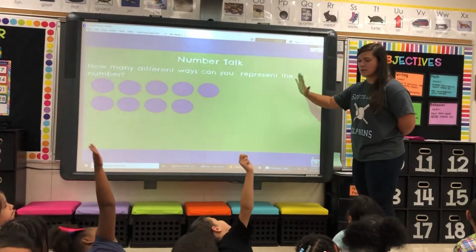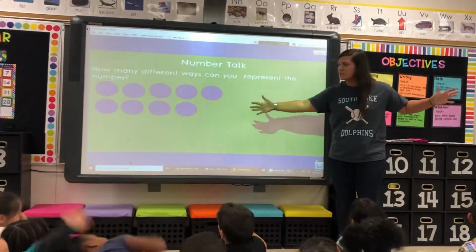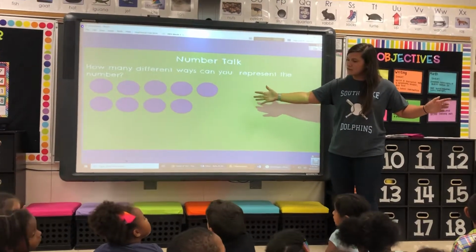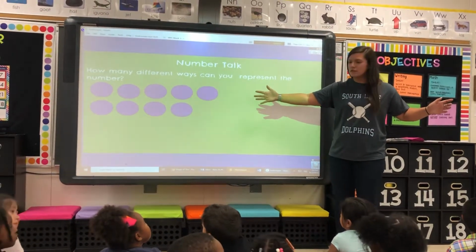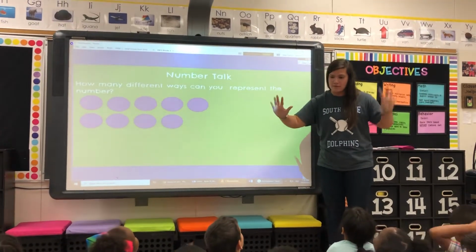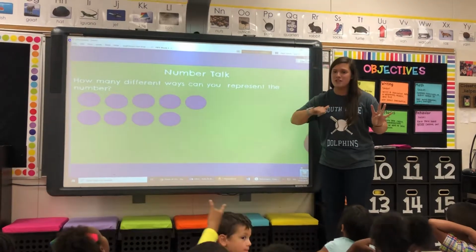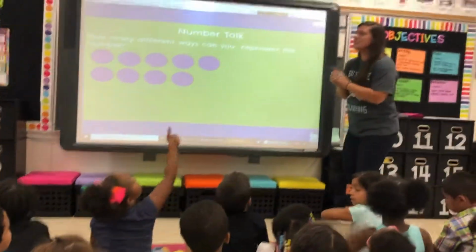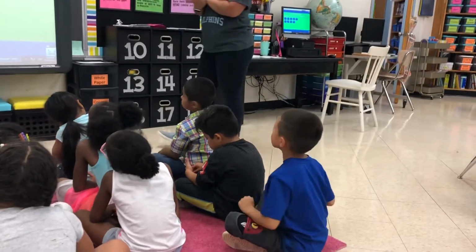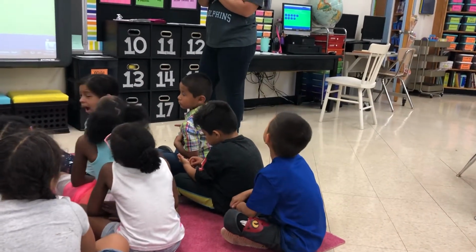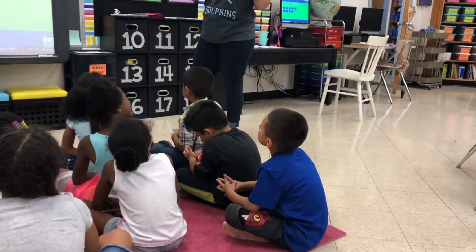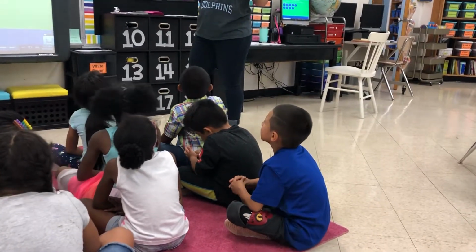Okay, 5 and what other number? So we have 5 on one side. What's on the other side? So you said that you represented this number by 5 and 4? You agree? Thank you. 5 and 4. Anybody have a different way to represent this number? William, what's a different way you can represent this number? Well, we're not adding any more. We're breaking apart, right? So how can you break it apart a different way? We have 5 and 4.